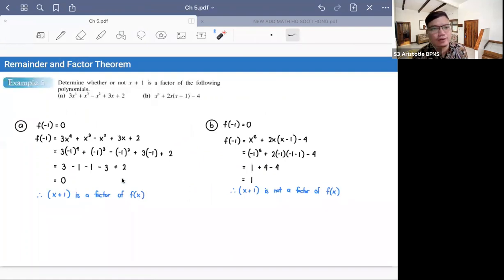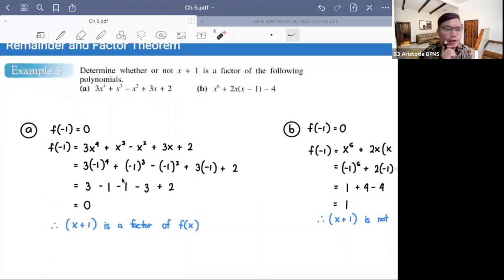So how do we apply factor theorem in sets of questions? Number 5: Determine whether or not x plus 1 is a factor of the following polynomials. Class, when you see this phrase, that an expression is a factor, that means the function is equal to 0. You won't be getting a remainder on this one. That's why it's equal to 0.